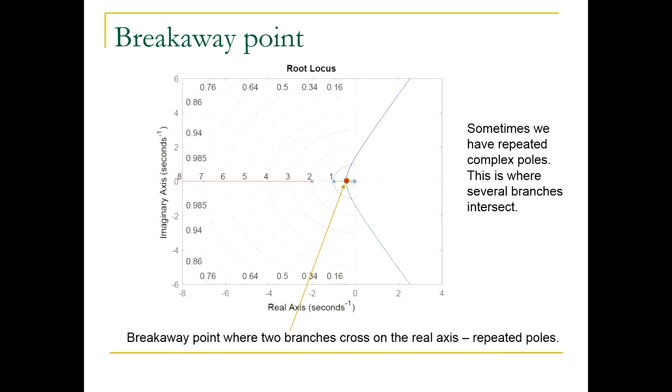Why is this point important? As you keep increasing the gain, this is where the branches would branch out from the real axis, and then you will have complex conjugate poles corresponding to these branches. So this point, we will learn how to find it. That's called the breakaway point. This corresponds to repeated poles.